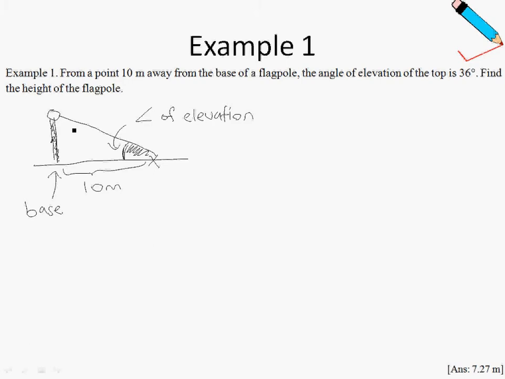To put things in a neater way, I will draw a separate triangle to represent what I just showed. So this is a right angle. This is my angle of elevation, this is 10 meters, and this is 36 degrees. The question says find the height of the flagpole. So this is what we're looking for. Let's call this unknown x.